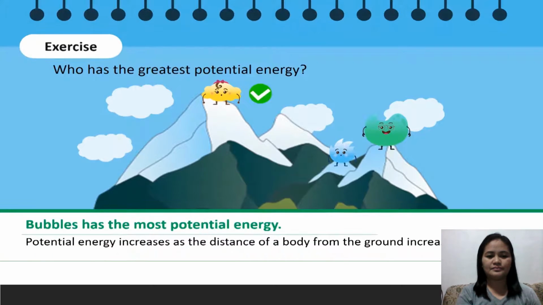Bubbles has the most potential energy because she is at the top. We know that potential energy increases with the increase in the distance of a body from the ground.